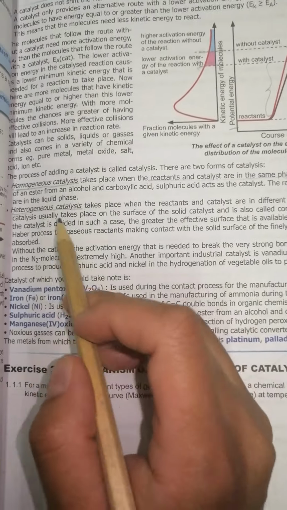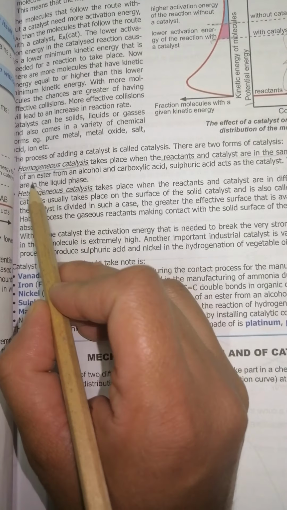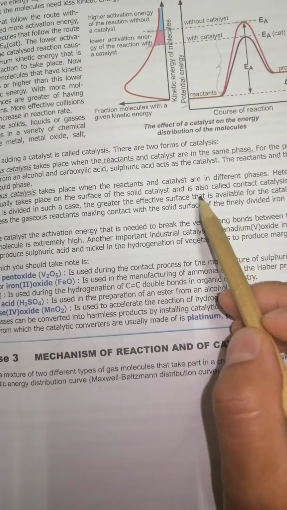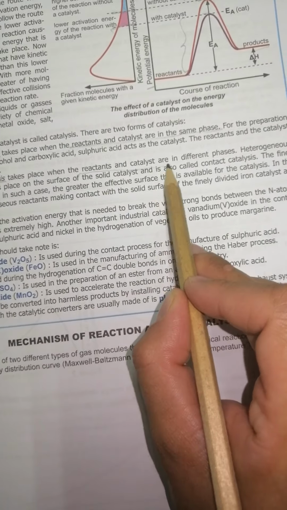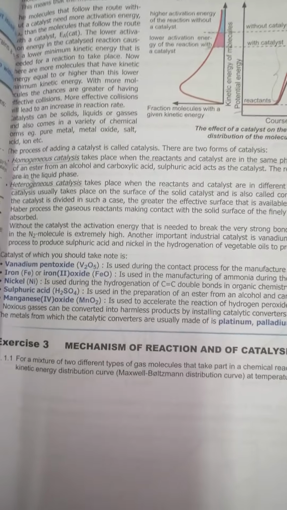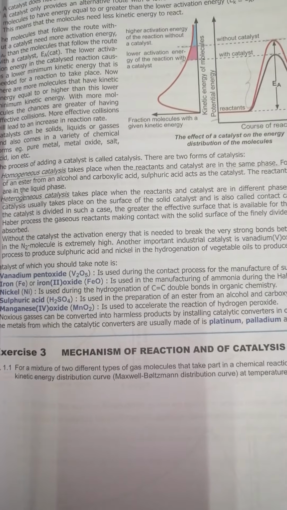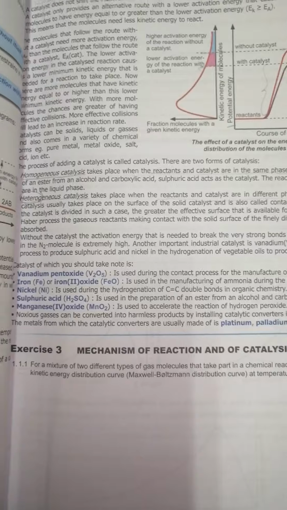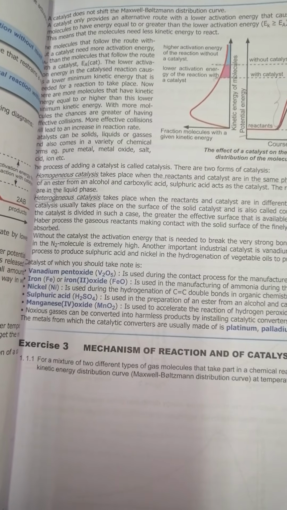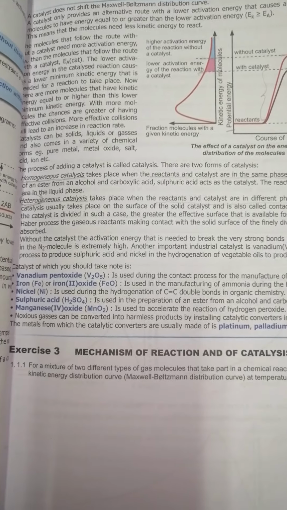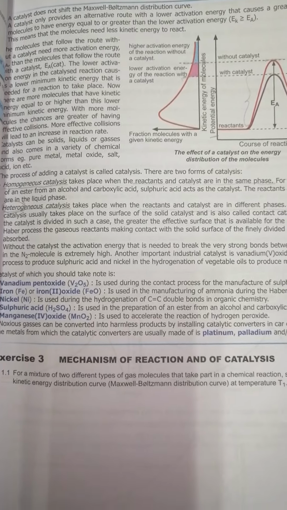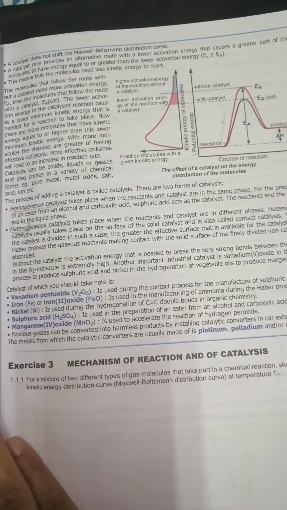Then you get heterogeneous catalysis, and here hetero means different. So here the catalyst and the reactants will be in different phases. Maybe the reactant is going to be a liquid, and maybe the catalyst will be a solid, and it's not going to dissolve. So you will be able to see the different parts of the mixture. So it will be heterogeneous. Don't worry too much about that, but just so you know.